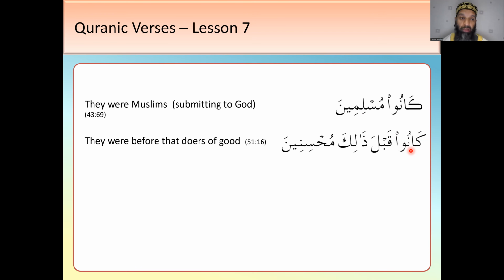Qabla, we've done qabla. Qabla is an Urdu word as well. Qabl, before. So they all were before dhalika, that. Qabla dhalika goes together and means before that. Ba'da dhalika means after that. So kanu, they all were, qabla dhalika, before that.